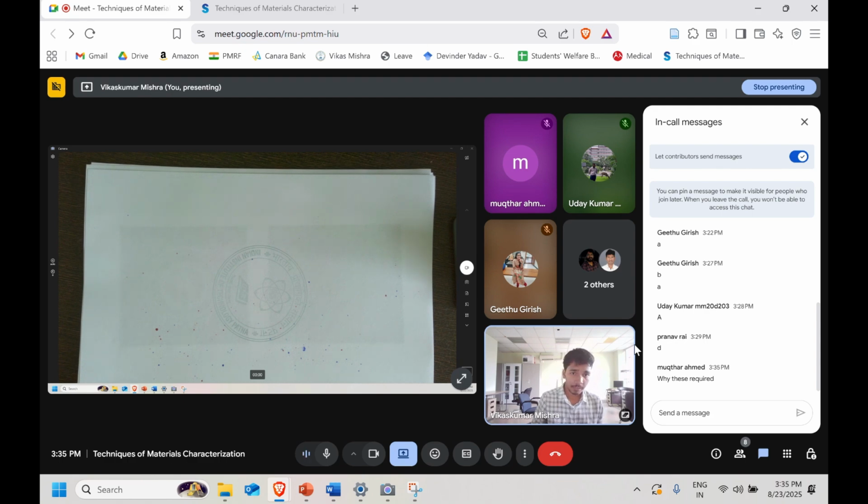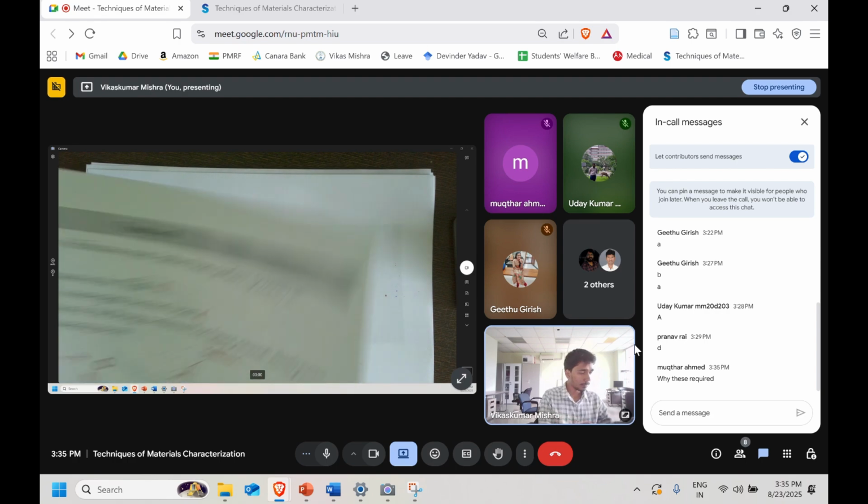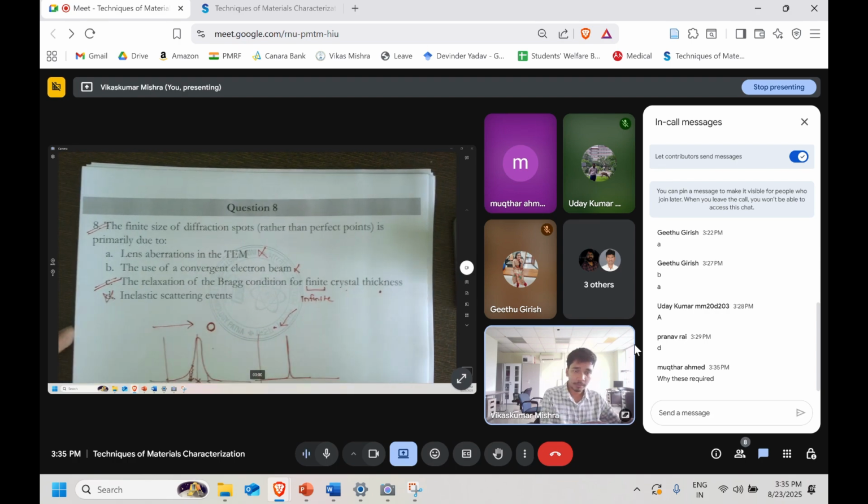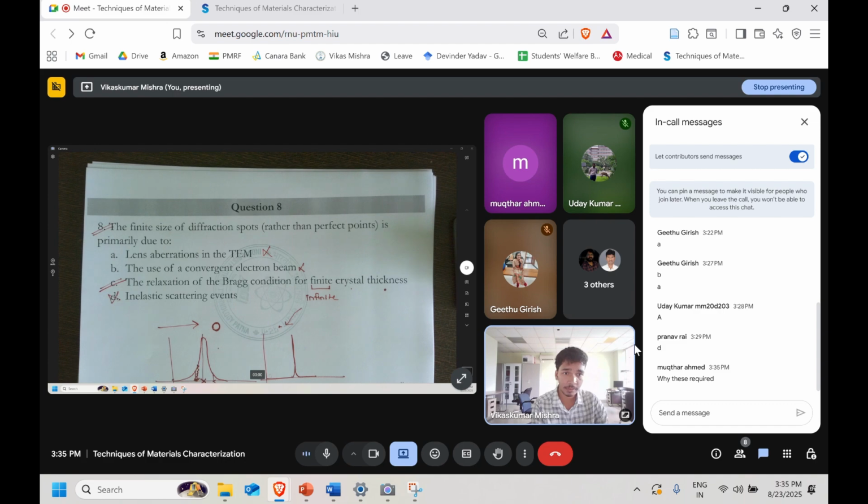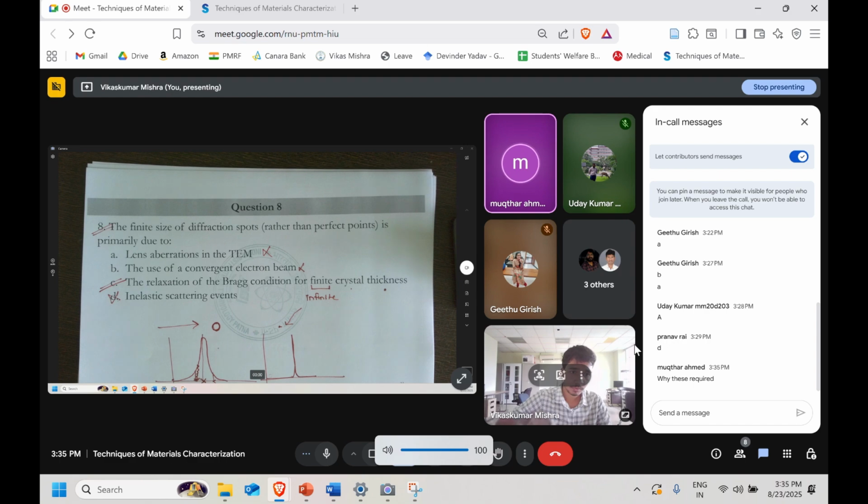Actually, Ahmed, I did not get the question. I think you might be referring to question number 8. Yeah, hi, good evening. Here, for the finite size, the diffused spot is primarily due to the relaxation of the Bragg condition for a finite crystal thickness. Yep. Why the relaxation? What is the purpose of the relaxation, or the benefit we are getting, and at which stage of the process is it happening?